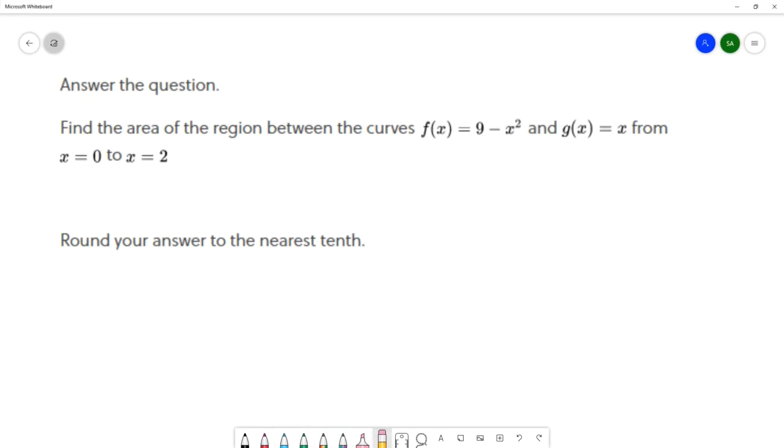On this question, we want to find the area of the region between the curves f of x equals 9 minus x squared and g of x equals x from x equals 0 to x equals 2. So first we want to draw a picture to represent this area.